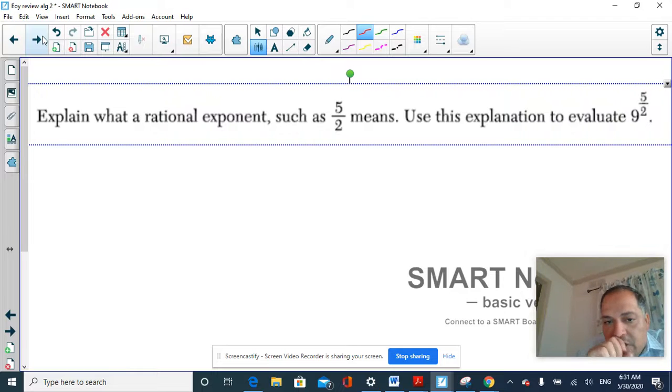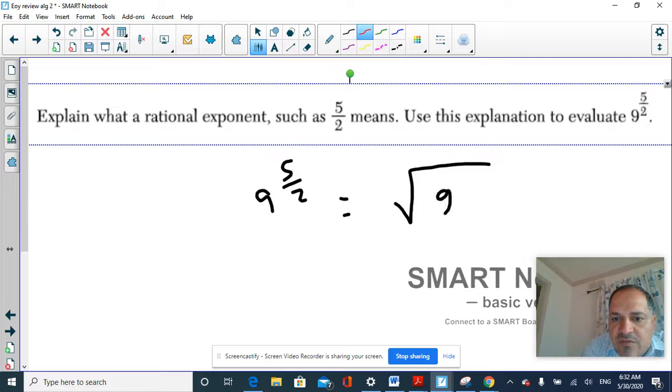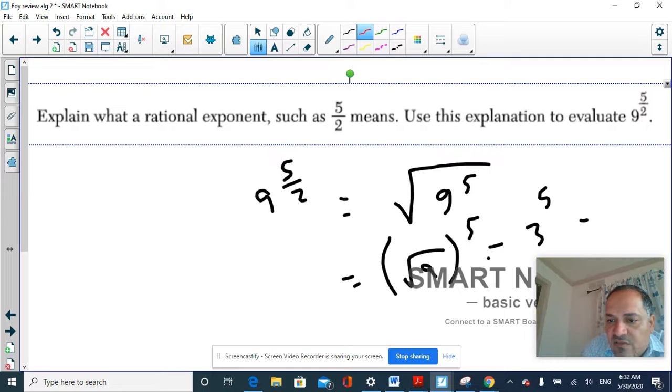We just mentioned the relation between the rational exponent and what? Yes, radical. So this one we can write as the square root of 9 power 5. Yes, we can write it as the square root of 9 power 5. So the square root of 9 is 3. So 3 power 5, and find the value.